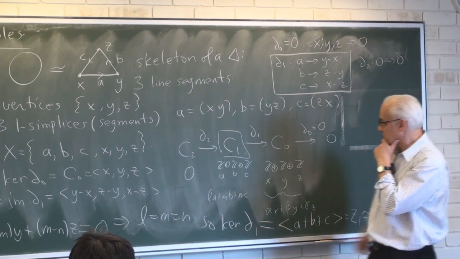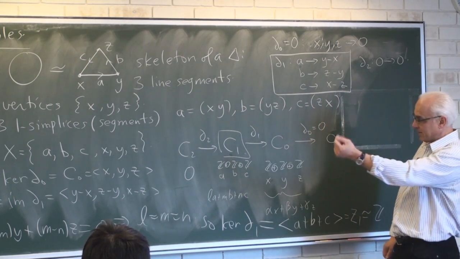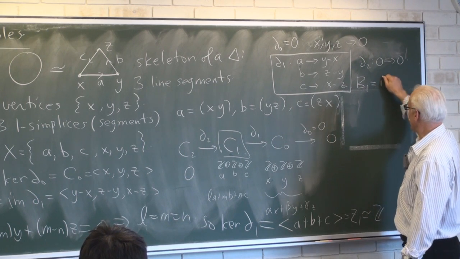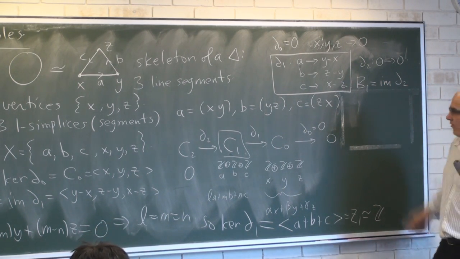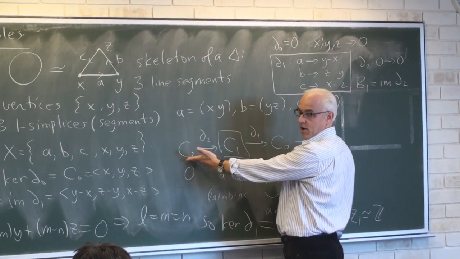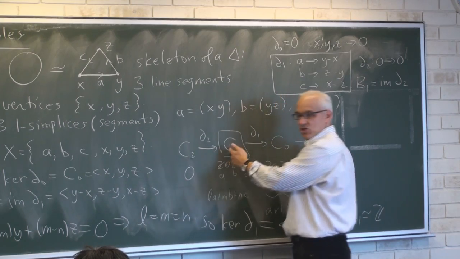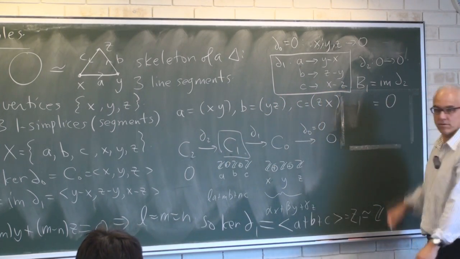Okay, and now what about the other half of the story? What's coming from the next higher dimension down? So B1 is the image of delta 2. Well, we said that this is 0. There are no two cells, so the image of this map is just 0. There's nothing in here.